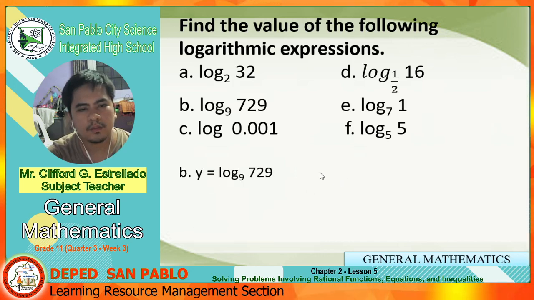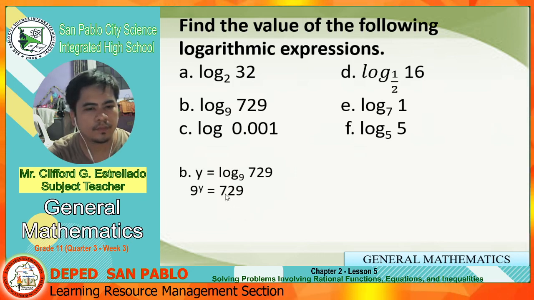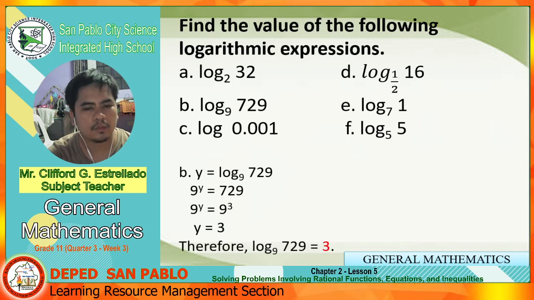Next, letter B. y is equal to logarithm of 729 with the base of 9. So we have 9 raised to y is equal to 729. Then, change 729 into an expression wherein the base is 9. We have 9^y is equal to 9 cubed. So the one-to-one property says that the exponents are equal, so we have y is equal to 3. So therefore, logarithm of 729 with the base of 9 is equal to 3.